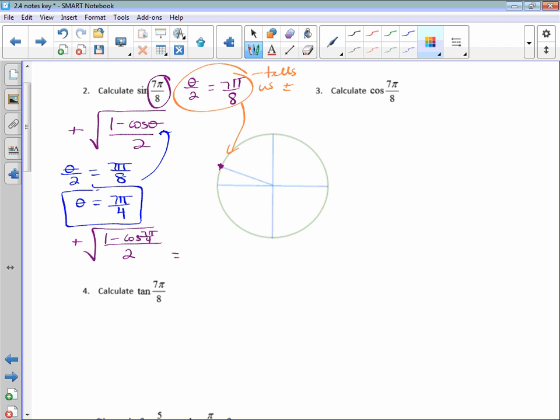And I'm just going to go sideways because I'm running out of room. Well, what is the cosine of 7 pi over 4? Root 2 over 2, not negative. You're in the fourth quadrant, right? So it ends up being 1 minus root 2 over 2, all over 2.